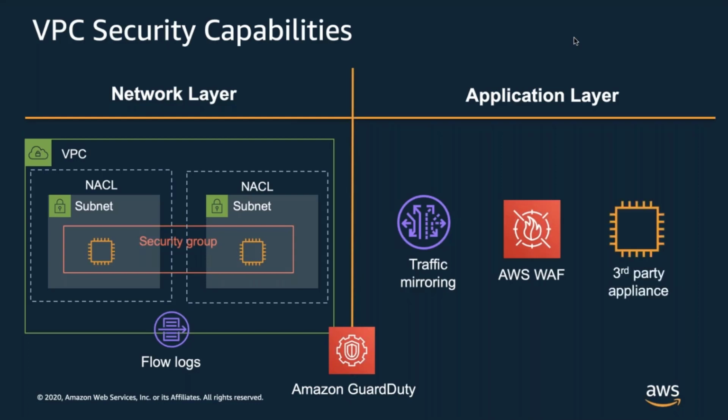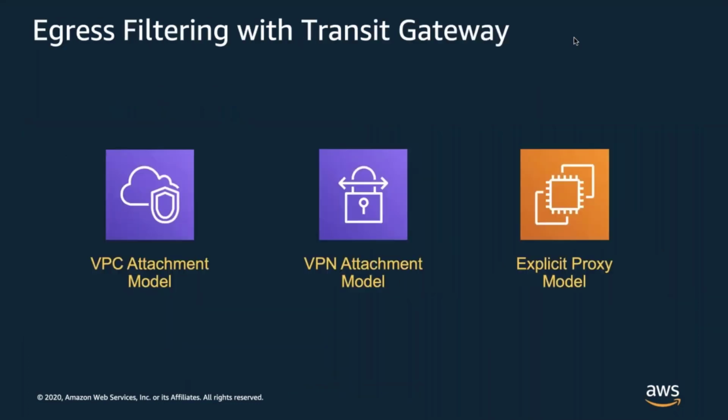And today, this is what we will focus on, how you can integrate those third-party appliances in a centralized fashion with the help of AWS Transit Gateway. So the first flow we will be focusing on is traffic egressing from your VPCs. So this is where your VPCs are initiating connections to something on the internet.